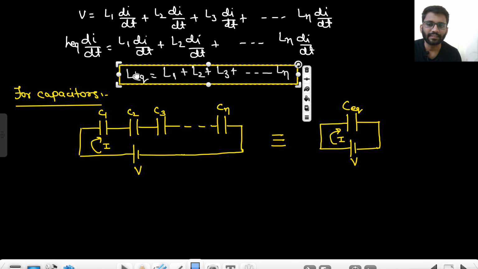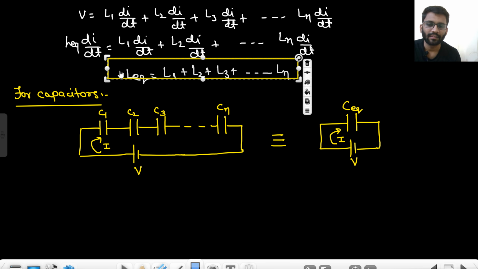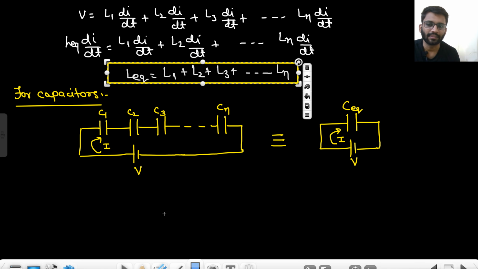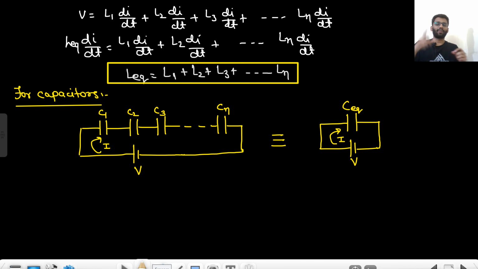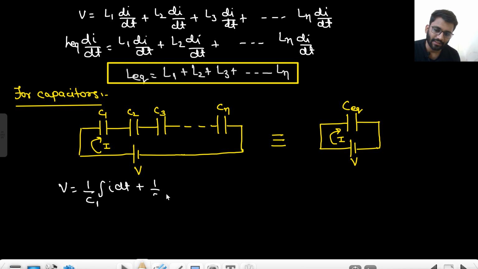So this is same as resistance, right? Now try doing the same for capacitor on your own. Write down the equation. V equals what? All of them will have the same current, right? And different voltage. So V equals 1 by C1 integration I dt plus 1 by C2 integration I dt plus 1 by C3 integration I dt and so on, 1 by Cn integration I dt.